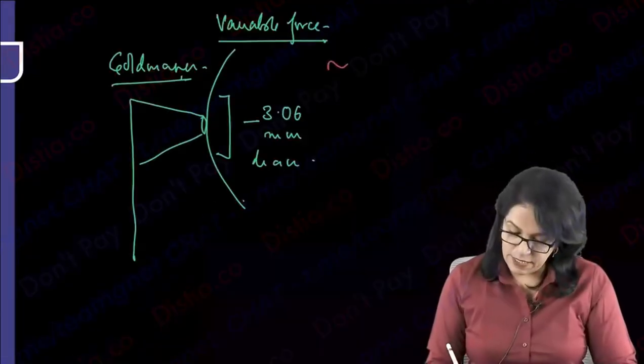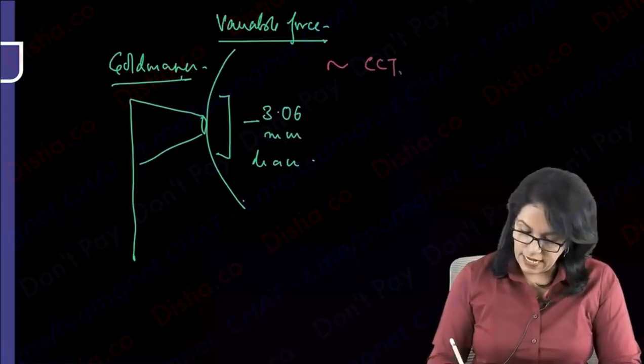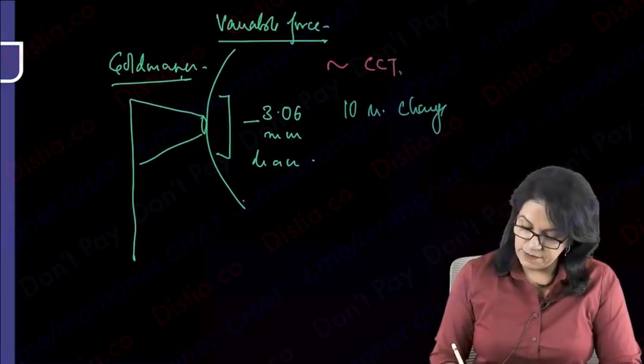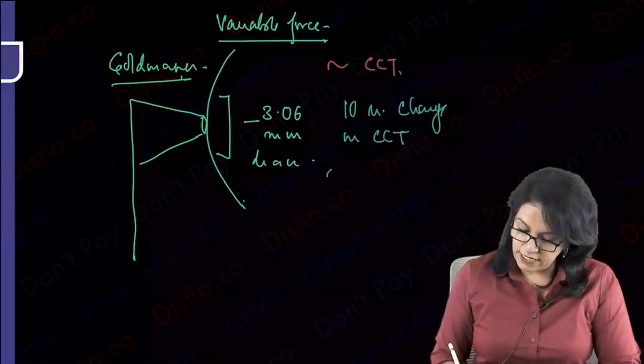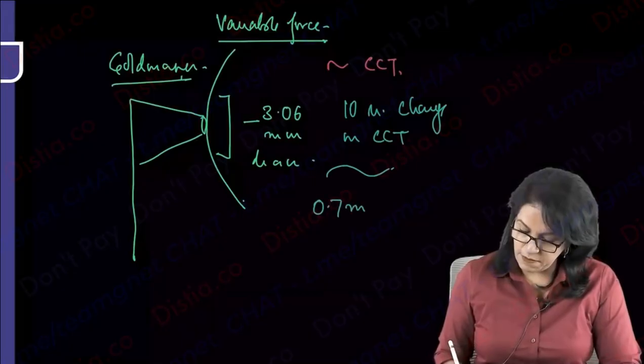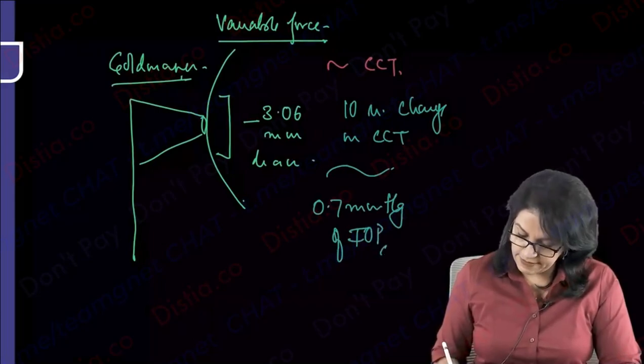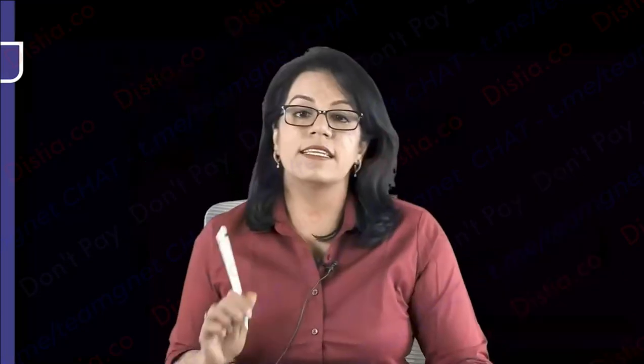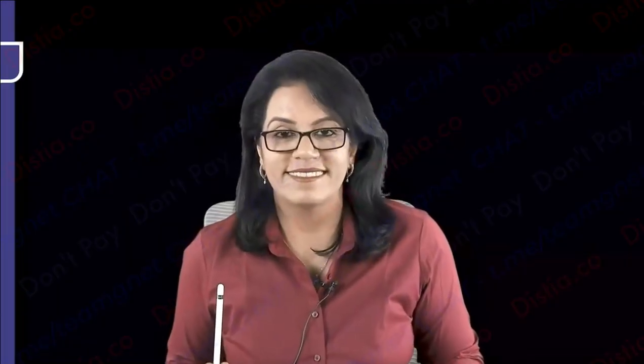Let's write here. It depends on the central corneal thickness, and 10 microns change in central corneal thickness leads to 0.7 mmHg of IOP change. This data is important and should be learned.